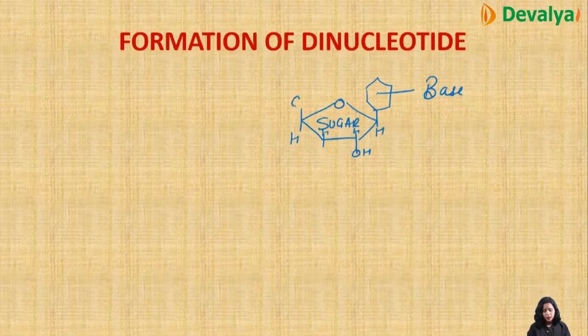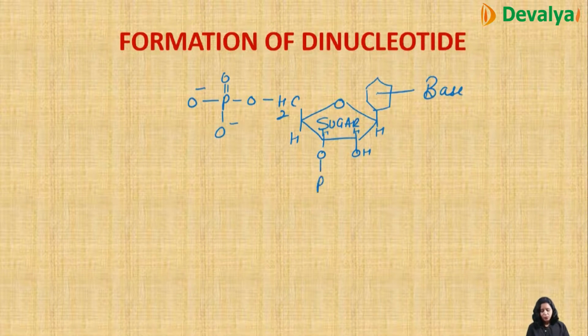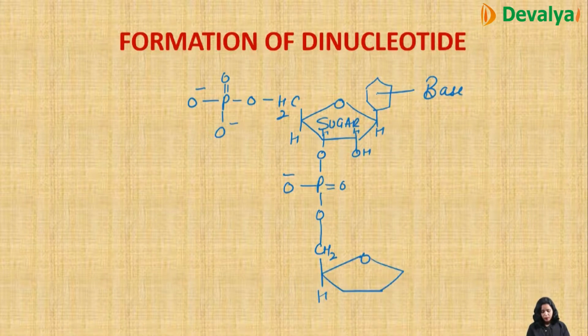Then H, CH2, O, P, double bond O, O negative. This is one nucleotide unit. Now the second nucleotide unit will join like this: O, P double bond O, O negative, O, CH2, and here is the nitrogenous base.